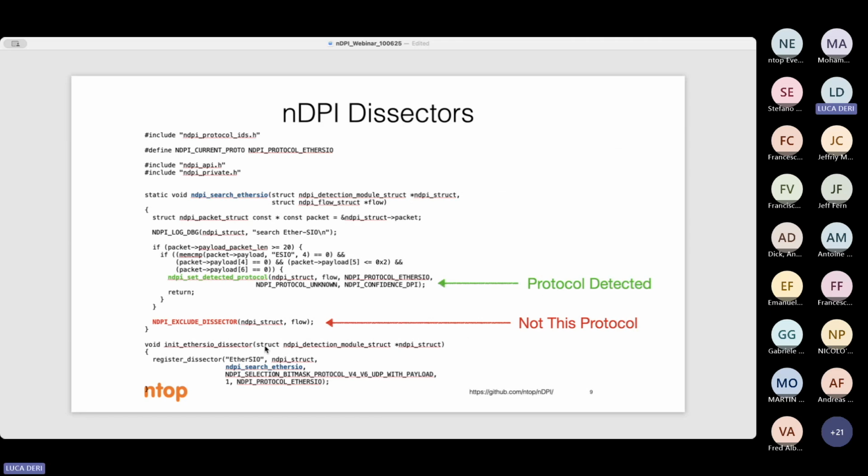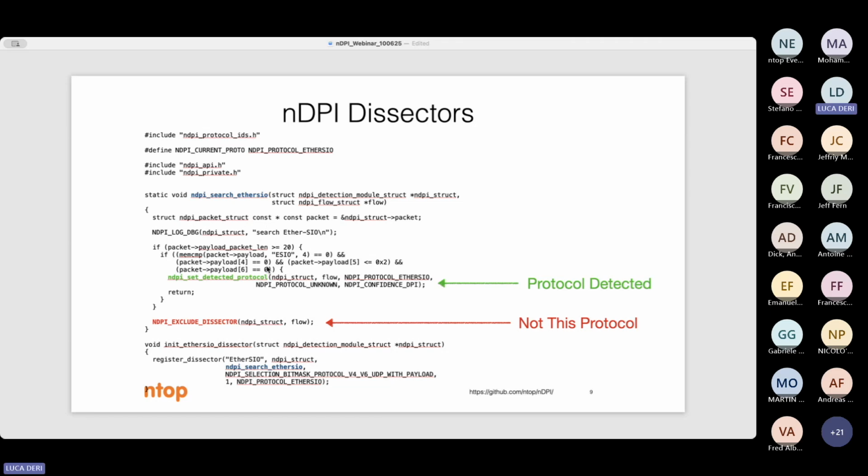The way dissectors work is pretty simple. In essence, a dissector will register here at the bottom a function saying, call me this callback, nDPI search headers.io, whenever you see traffic on IPv4 or IPv6 UDP with payload. So if we have traffic without payload, for instance a SYN packet, or a UDP packet without any content, or traffic that is not UDP, don't even involve this dissector, because this is not relevant.